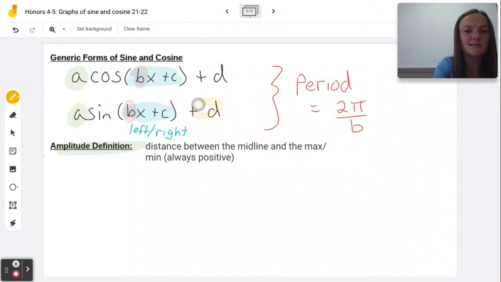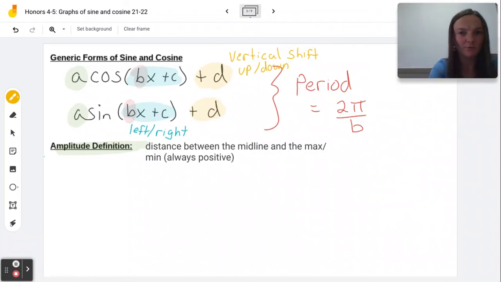And lastly, d, that's going to be what's called a vertical shift. That's no different than any other function. So that's like a vertical shift, right? So that's like up and down. So vertical shift, same thing as up slash down. All right, so let's try one example problem.